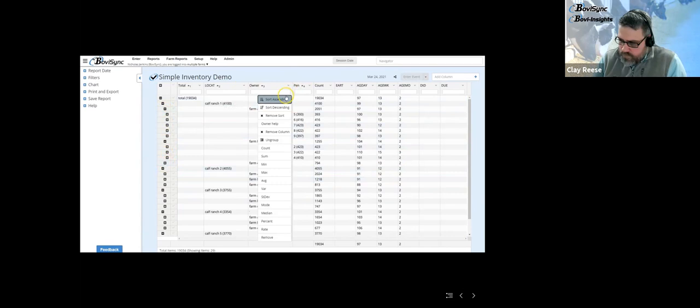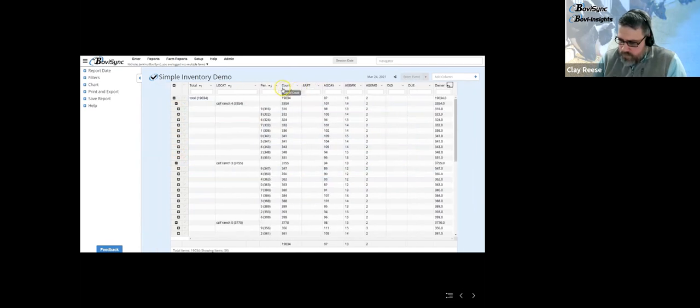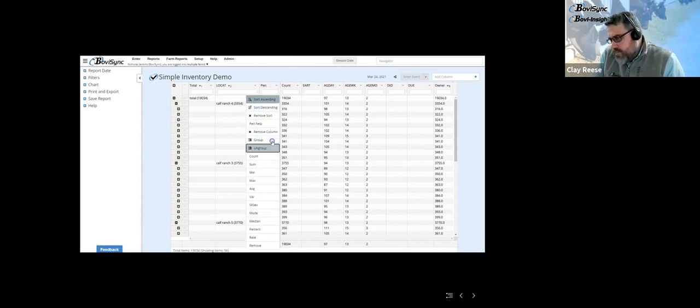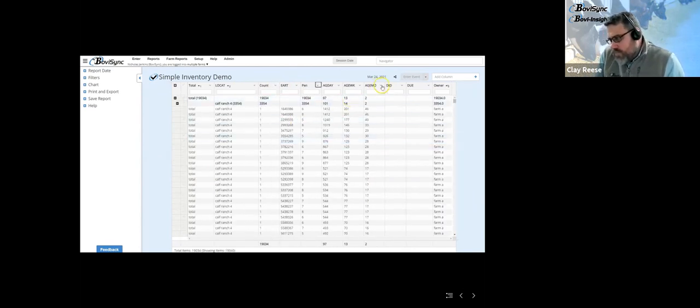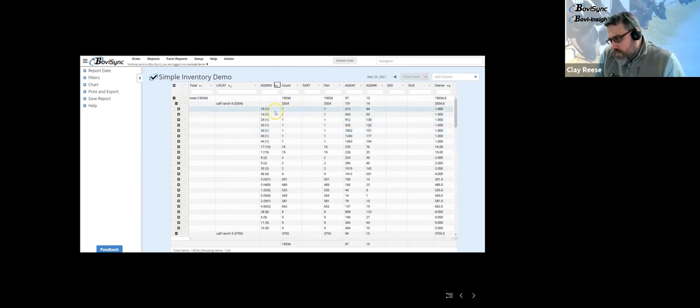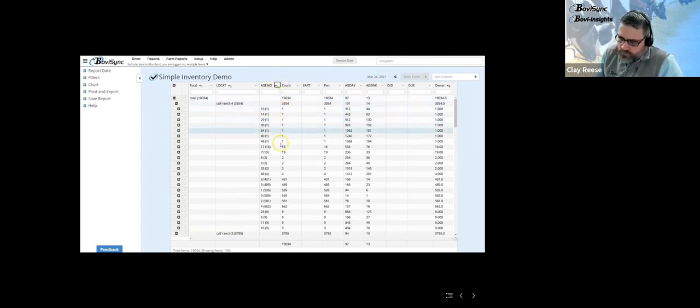Additionally, we can sort by basically anything that's here. So if we wanted to look at just the grouping by months, so then the number of animals by their age in months, we can simply group by age in months and see what those are.